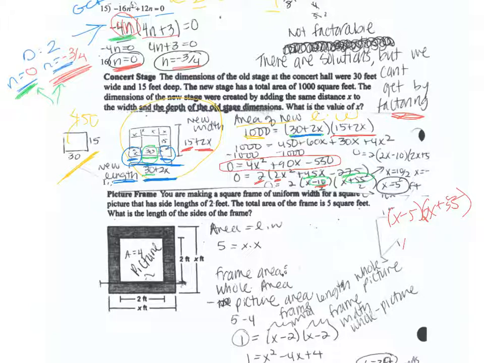And if you set both to 0, you get 5, and you get negative 55 over 2. We're adding on x units, so it's got to be positive, and we'll insert feet. So we're adding on 5 feet, all parts.